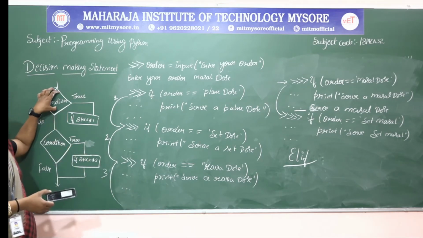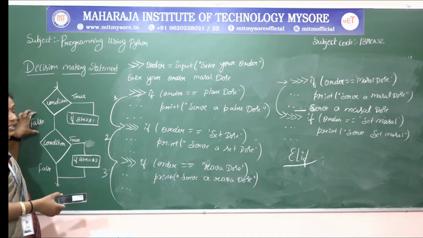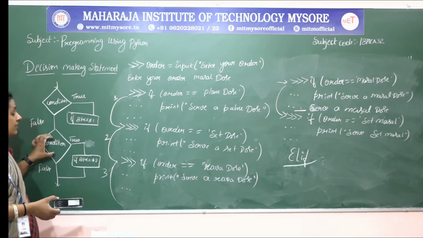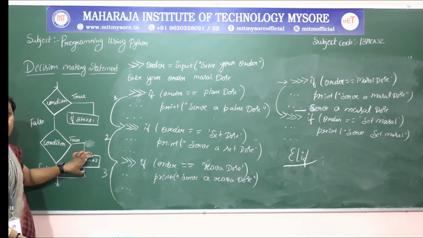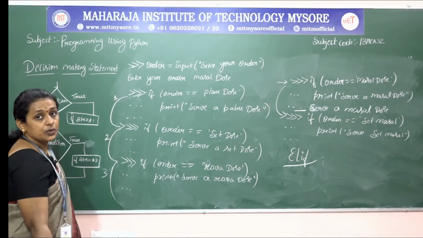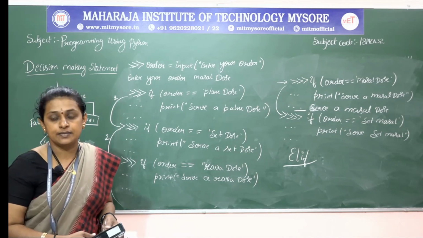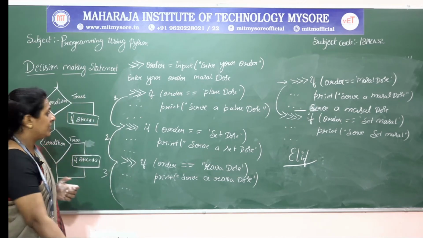So first, if this condition is true, then the true block will be evaluated. If it is false, then it will come to the next condition, that is the next else if condition. If that is true, it is going to execute its part. Otherwise, it is going to execute the remaining parts. So let's go with the previous example, that is pH level.